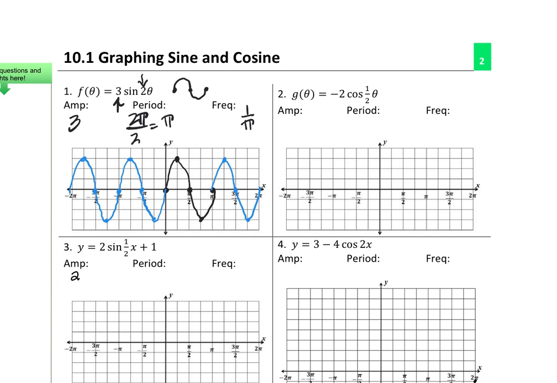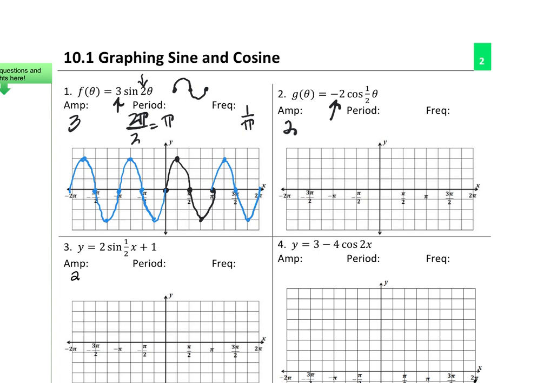Now notice on this next one, this one's a little bit more complicated. Our amplitude here is 2. We still want to put a positive 2, even though that's a negative. Okay, we're going to deal with the negative, but amplitude is always the absolute value of it. It just tells you how far up and down. It doesn't tell you direction.